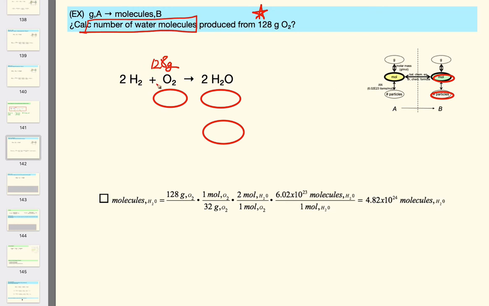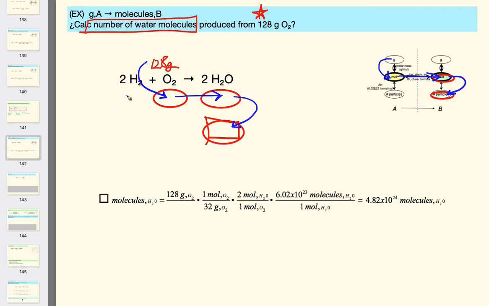This is where my box is going to be. That is the number of water molecules. So my flight path, what's it going to be? Pretty straightforward. I'm going to go from grams of O2 to moles of O2, and from moles of O2 to moles of water, and from moles of water to number of water molecules.